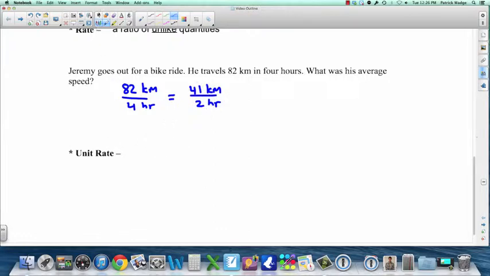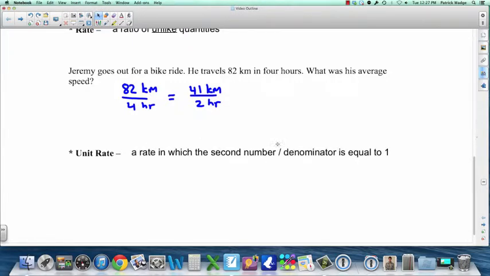And this is where a unit rate comes into play. A unit rate is a rate in which the second number, or the denominator, is equal to 1. So that's probably what we would do with this here, wouldn't we? We would switch it to a unit rate. Now, unfortunately, the question to do that is on the next page. So I'm going to remember this, 41 kilometers to 2 hours.